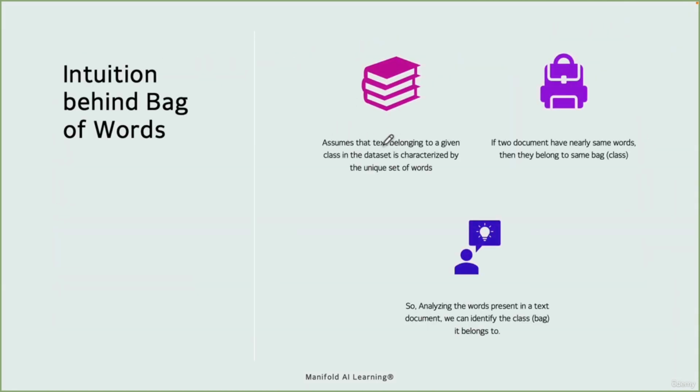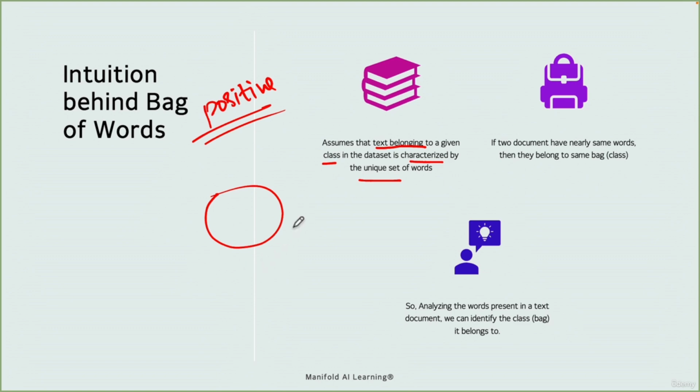It assumes that the text belonging to a given class in a data set is characterized by a set of unique words. For example, in sentiment analysis review data, all the text belonging to the positive class will have some set of words, and all the text with negative sentiment has its own set of words. Based on this assumption, the technique says that if two documents, that is, two sentences, have nearly the same words, then they belong to the same bag, in other words, the same class.